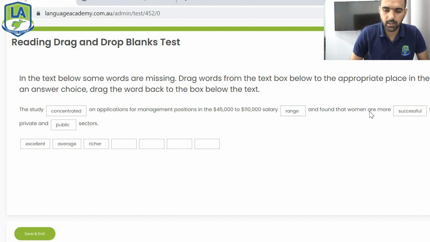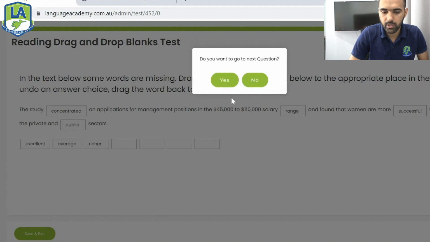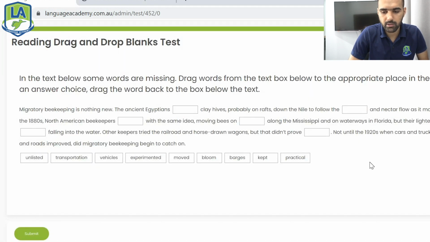Last passage for the day, a bit tricky one. Please read it carefully, spend time, understand the context, and then I'll tell you how you have to solve it. Two minutes for this, please.